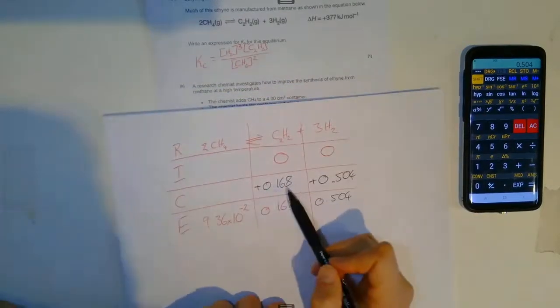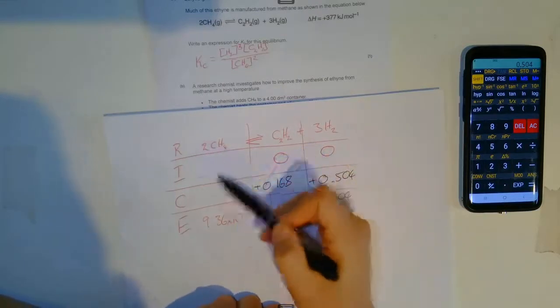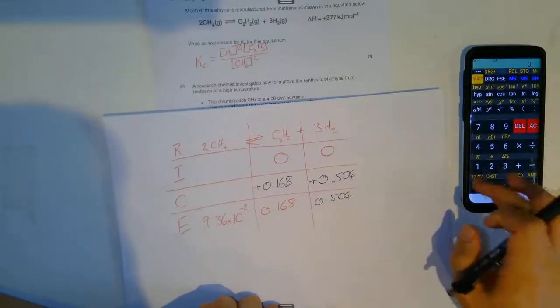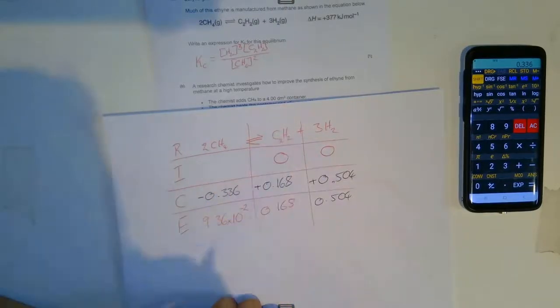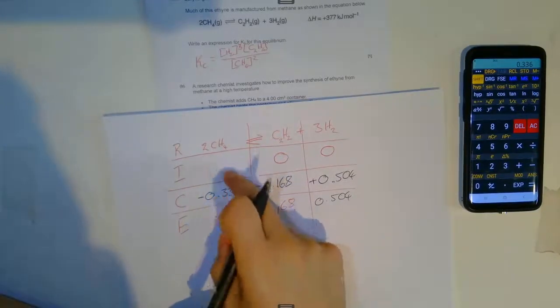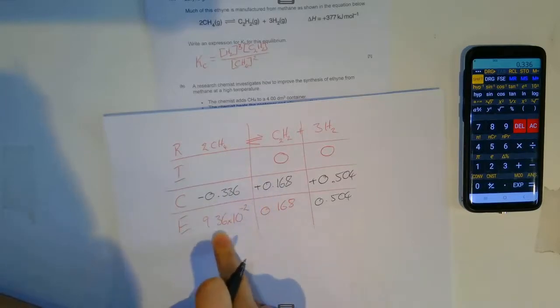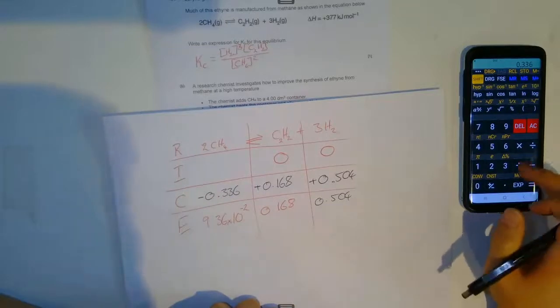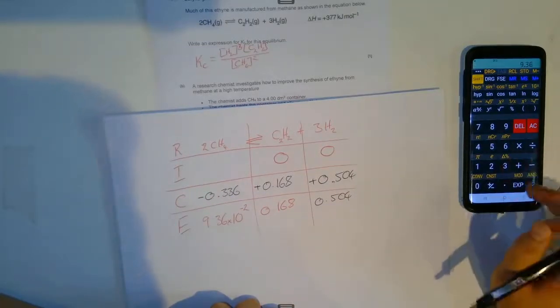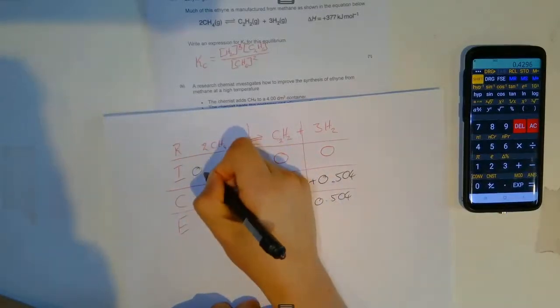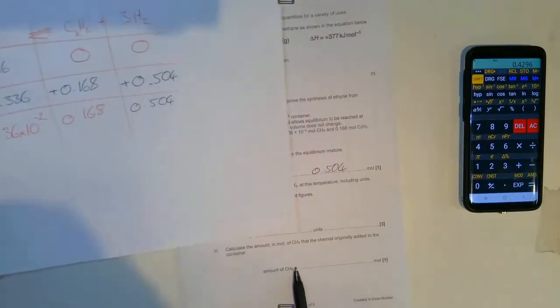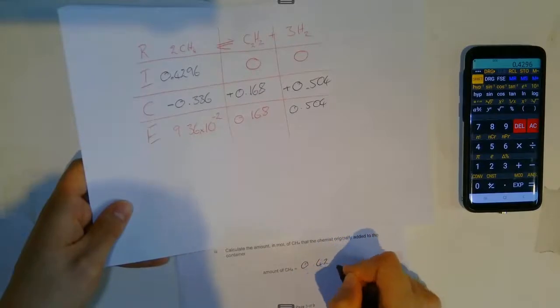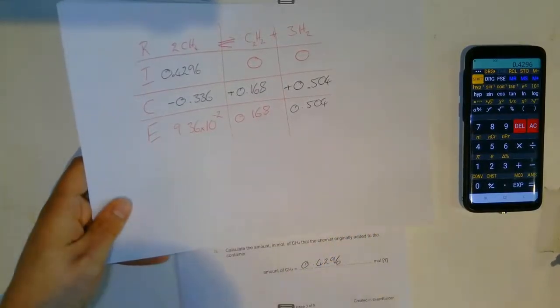So if this has gone up by 0.168, that means that this must have gone down by double that, because it's 2 to 1. So 0.168 times 2, that's gone down by 0.336. And now we've got enough that we can work out what it was initially, because of course it must be that 9.36 times 10 to the minus 2 plus what it has gone down by. So we started off with 0.4296 moles of methane, and we're just wanting it in moles here, so that's fine. We're not asked for it to an appropriate number of significant figures or anything, so that is fine.